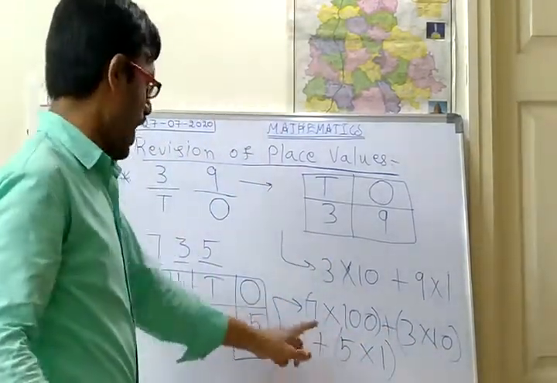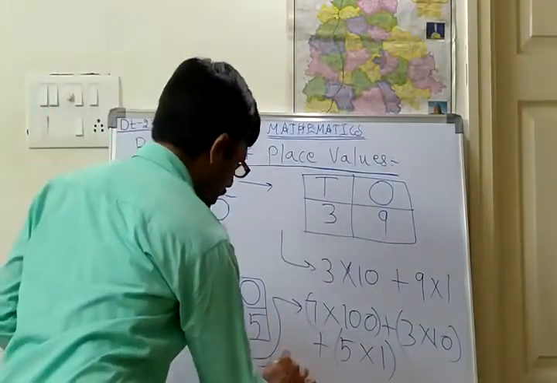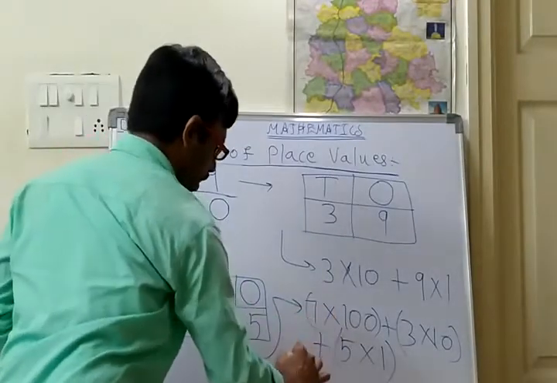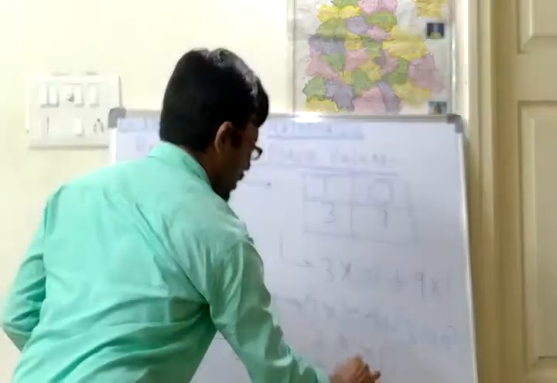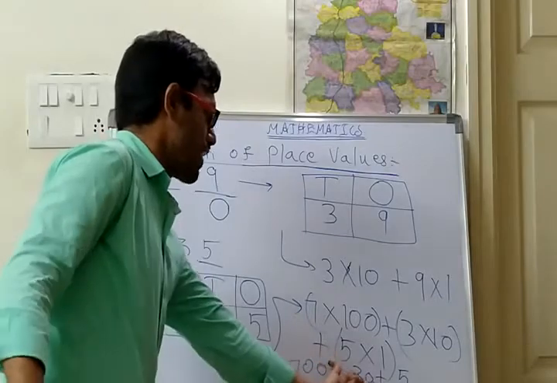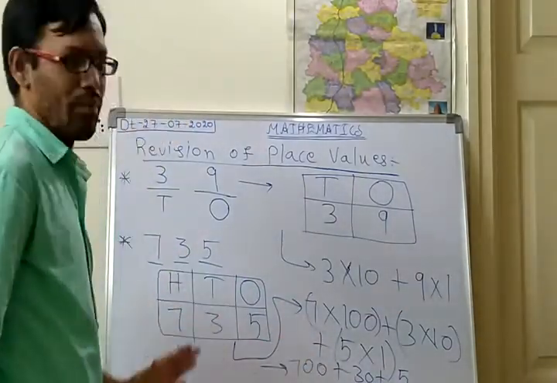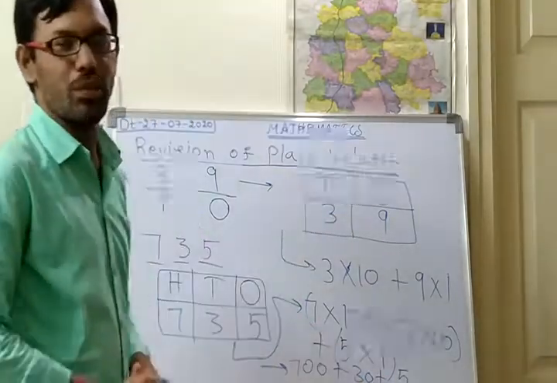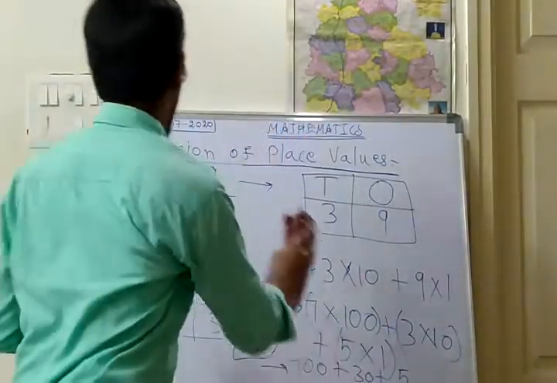So after completing this one, you have to write in the normal solution. So 7 into 100 is 700 plus 3 into 10 is 30 plus 5 into 1 is 5. 700 plus 30 plus 5. So like this we have to expand this number. So 2-digit number, 3-digit number, like this you have to expand. A 4-digit number is also the same as this. Okay. So we shall see that one also.